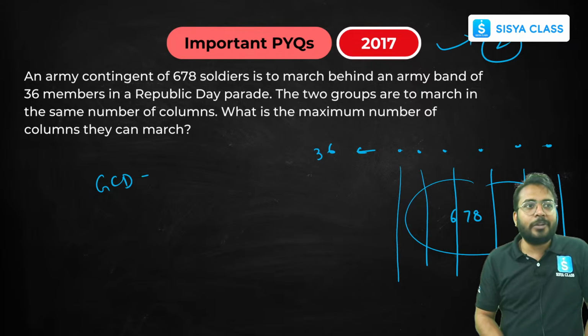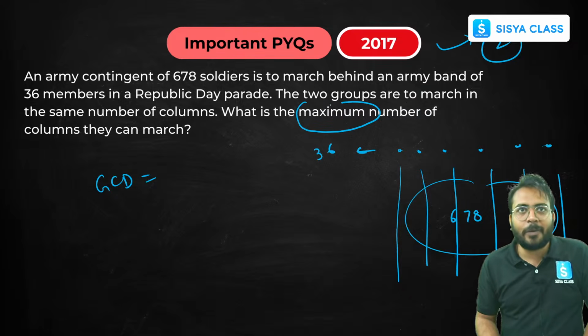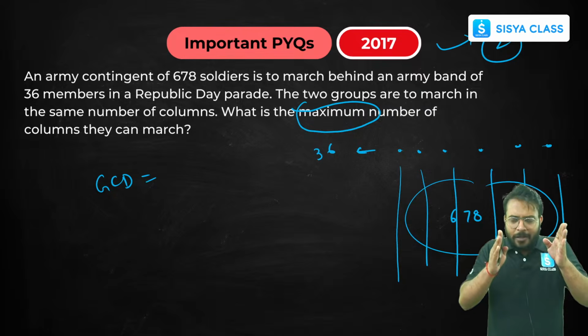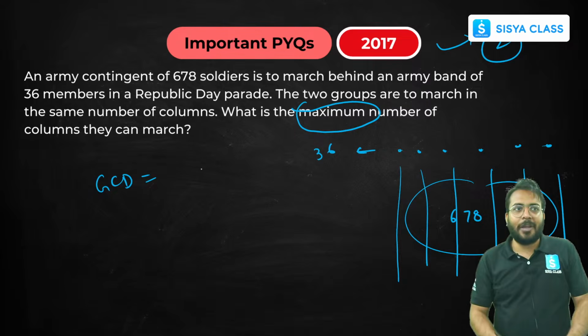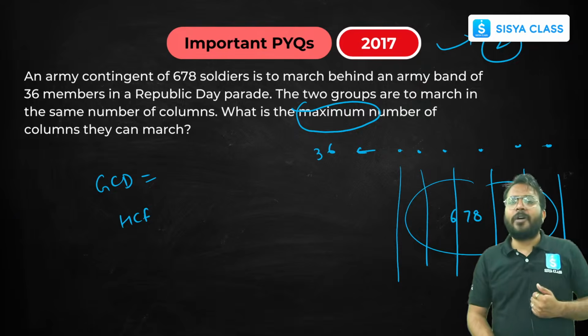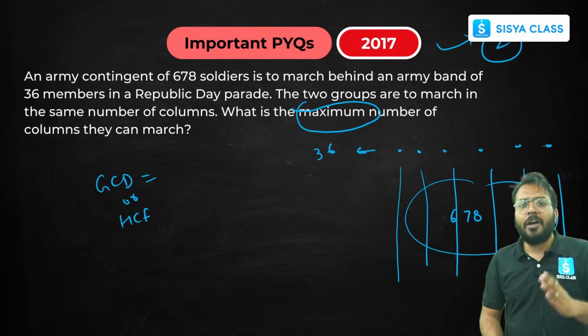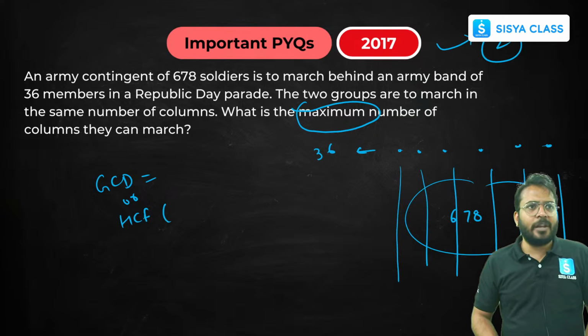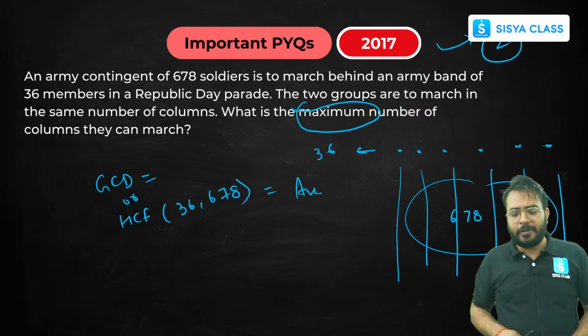One trick you can remember: whenever they are talking about the maximum, just think that somewhere you need to apply HCF, highest common factor. GCD is nothing but the other name for highest common factor. Either you can say GCD, greatest common divisor, or highest common factor, they are the same thing. Just find out the GCD of 36 and 678 and you will get your answer. Just solve it on your own.